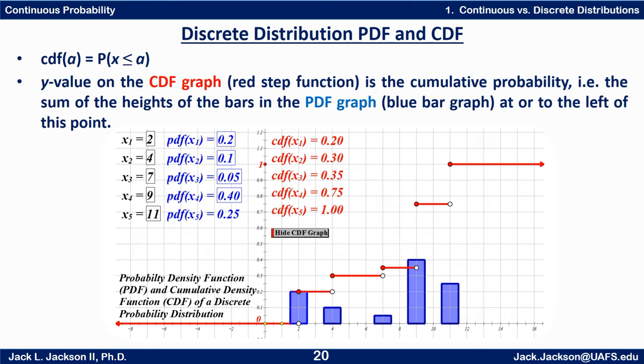Okay, so the CDF of a is the probability that X is less than or equal to a. The y value on the CDF graph, which is the red step function, is the cumulative probability, and it's the sum of the heights of the bars in the PDF graph. Notice here that the amount it goes up is the amount of each bar. So here we have the x values of the PDF, where the probability is not 0. Of course, all those must sum up to 1. And then we see the values of the cumulative distribution here.